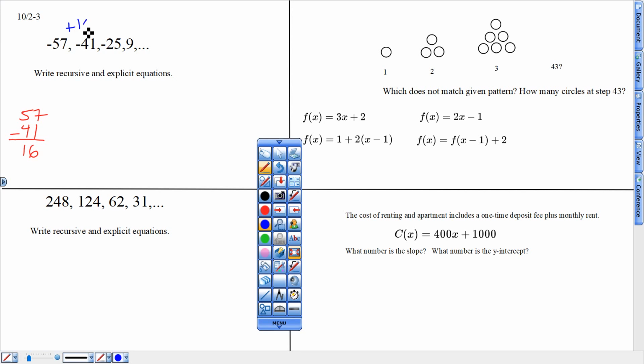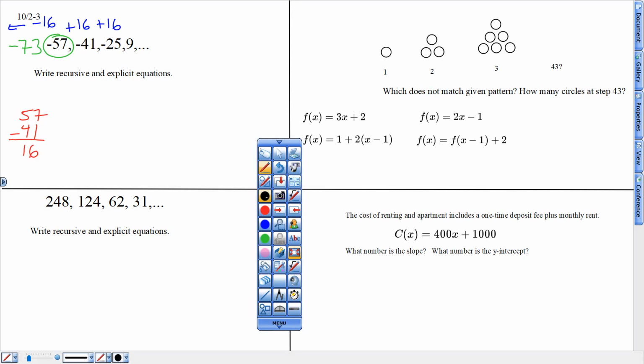Negative 57 plus 16, negative 41. Negative 41 plus 16 gives me negative 25. If I go this direction, I'm doing the opposite. I'm subtracting 16. And what I'm subtracting 16 from? From this negative 57. So if I type in negative 57 minus 16, that gives me negative 73. That's going to be my y-intercept number.